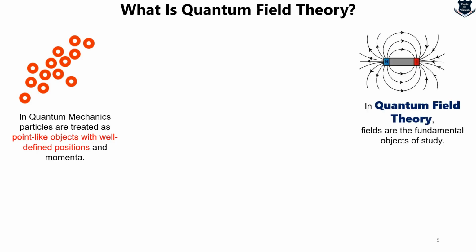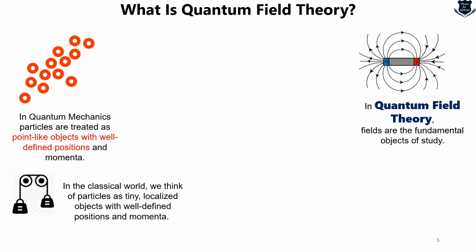Now, when we come to quantum field theory, these are no longer objects, but something like an abstract concept which is called a field. That is why it is called field theory, as opposed to quantum mechanics. Mechanics itself, the word comes from Newtonian mechanics, where we consider the concept of point-like particles. This is one of the most fundamental differences.